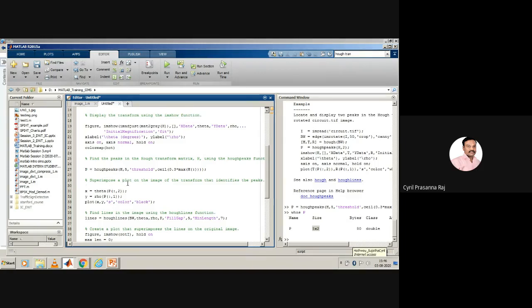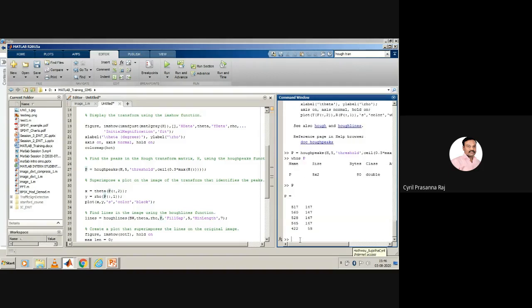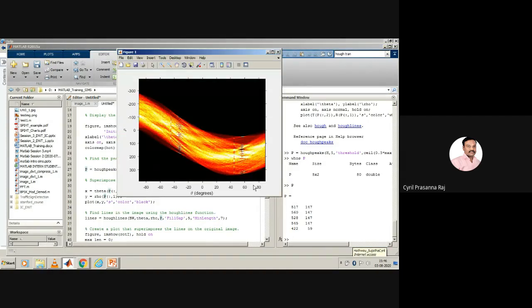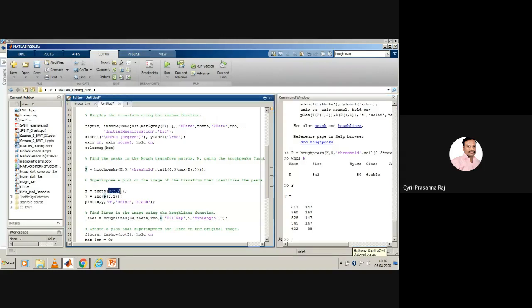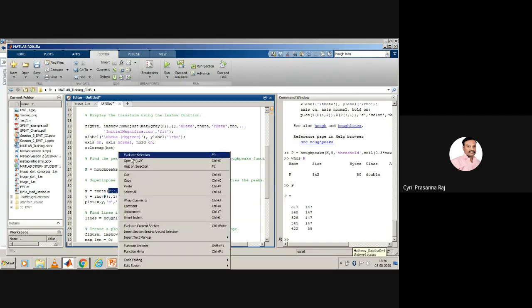Further, we try to find out where these straight lines are. So now we take P, and these are the corresponding points 517, 147. If you take this picture here, 517 can be somewhere on this x-axis, and 147 on the y-axis, so it may come somewhere here, 517 cross 147. Some peaks which are available here are the points that correspond to straight lines that are long enough in the image.